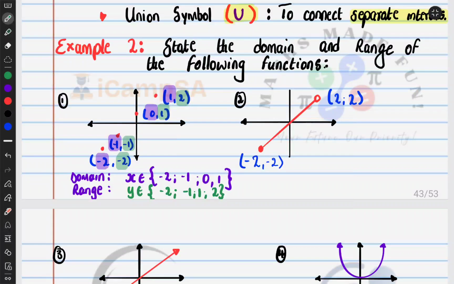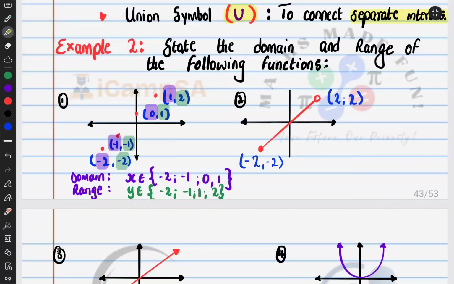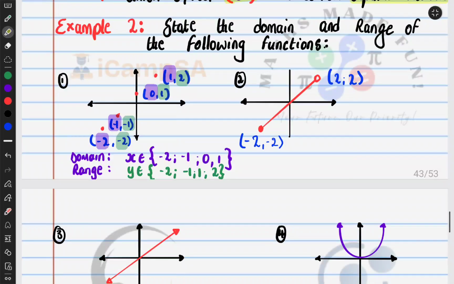Next, function number 2 is actually a continuous function. It starts from (-2, 2) and ends at (2, 2). I want you to pay attention to the bubbles at the ends of this function. One is shaded, and a shaded bubble means that value is included. If the value is included, we use square brackets. If the bubble is not shaded, that value is not included. So let's go ahead and do the domain for this one.